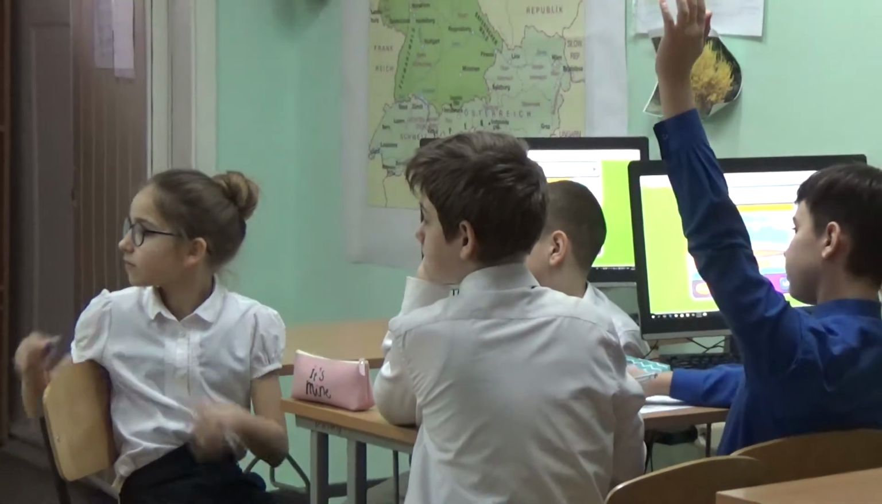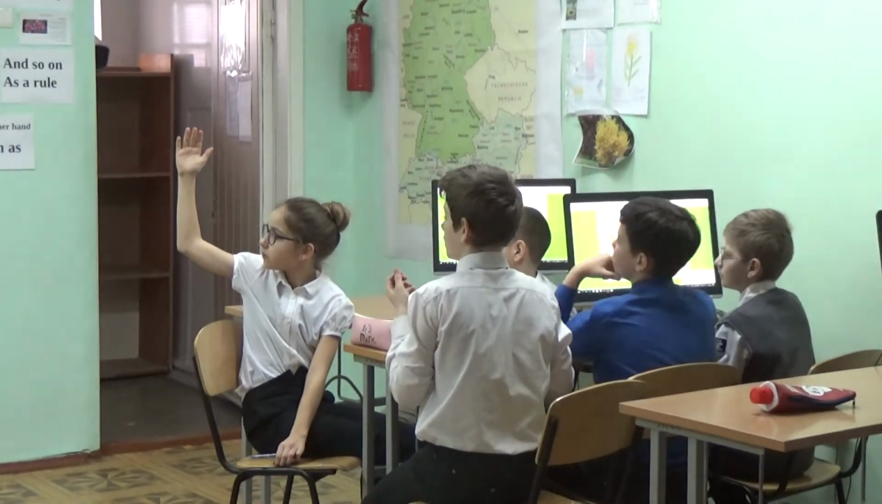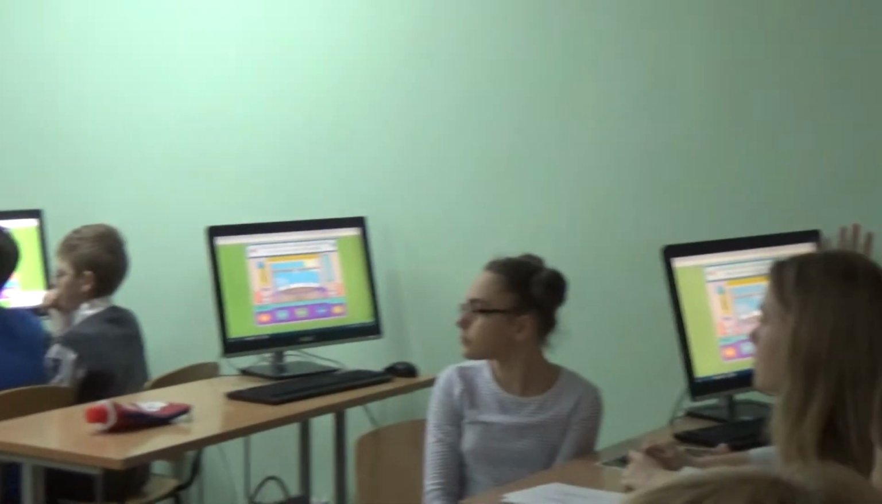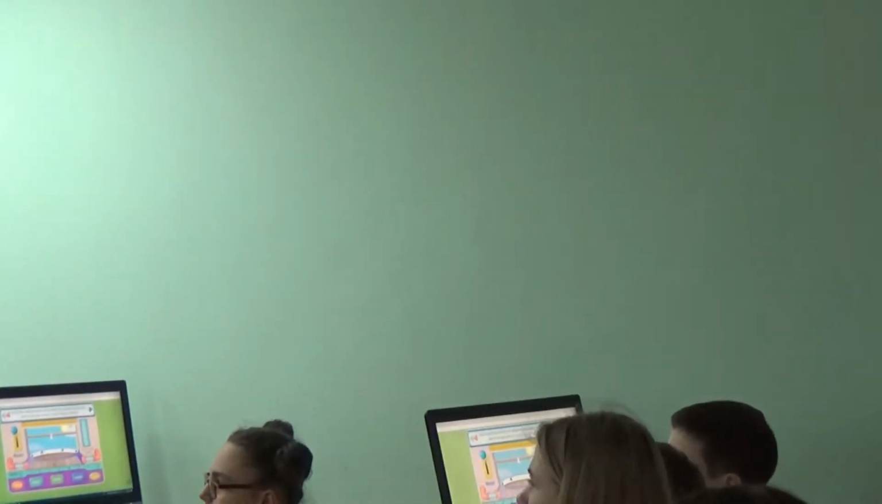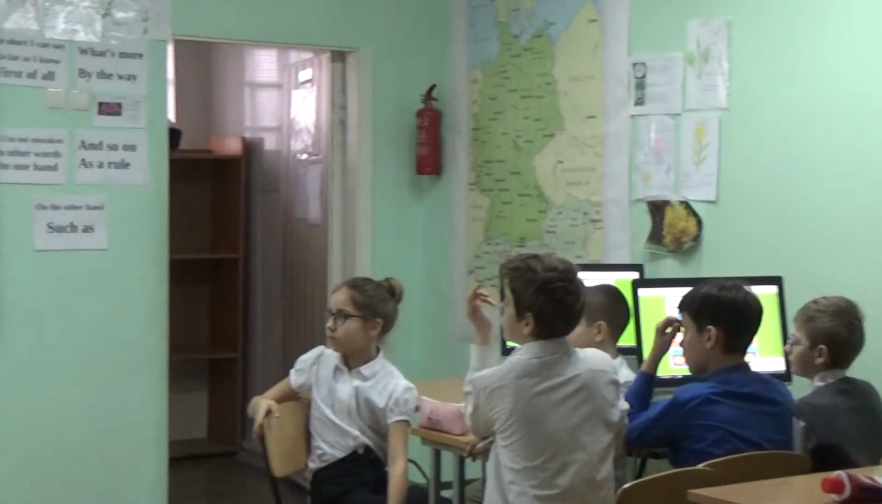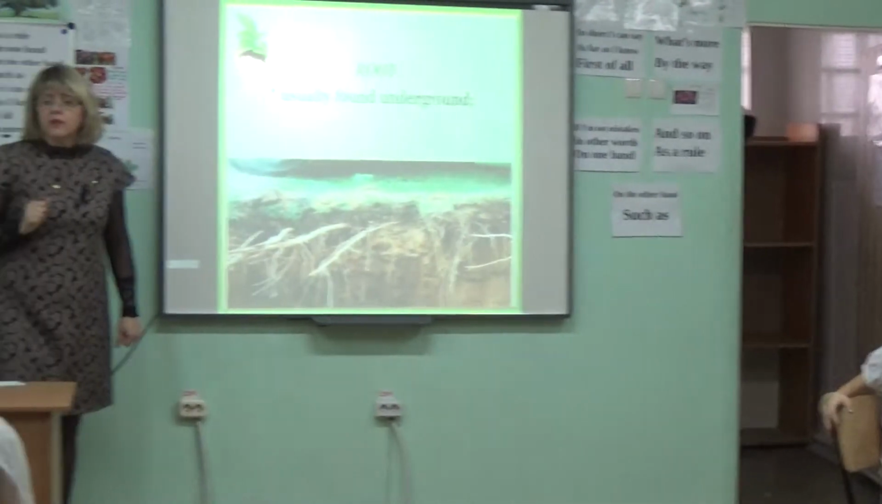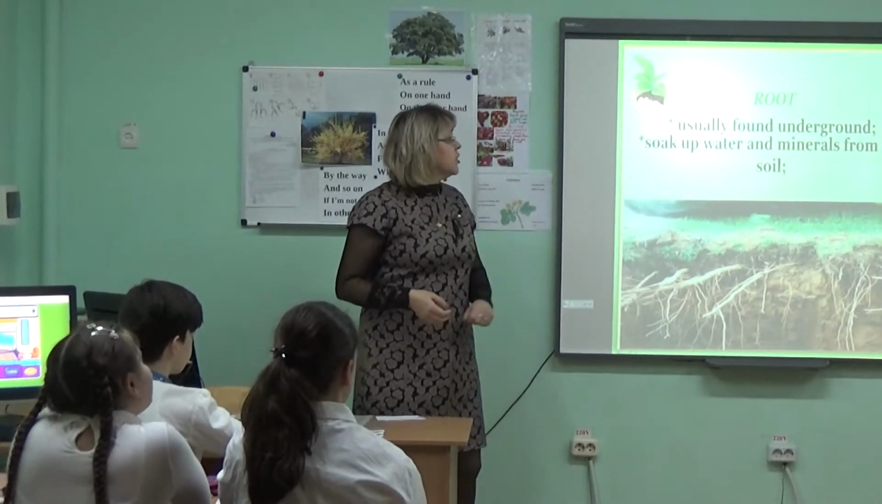The next, now we have to answer this question. So, root, we see root. What association do you have with the word root? Usually found underground. Okay, is it correct? Yeah. Masha? As far as I know, it takes up minerals and water from the soil. Yes, from the soil, okay.